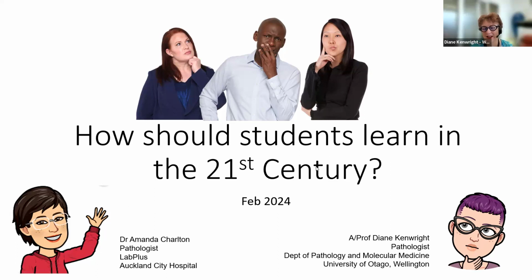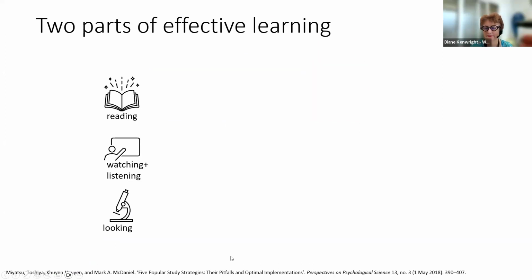Okay, so how should you learn? How should you learn most effectively for your registrar exams? Okay, so the first part of effective learning, everybody knows this, is the input. It's like a computer, isn't it? So we have reading, watching and listening, which is exactly what you're doing now. And of course, then we'll be looking down the microscope or looking at visual. We're going to learn visual learning to interpret a slide on the screen. So that's the input part.